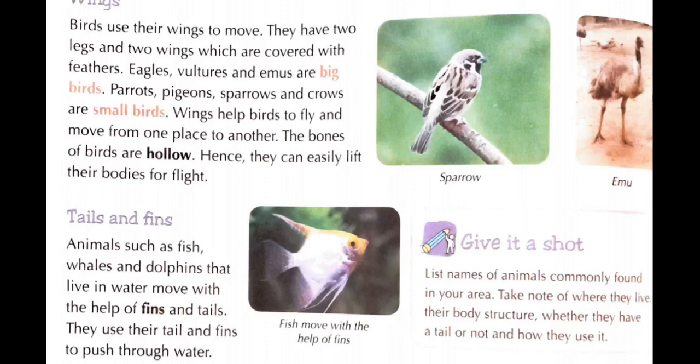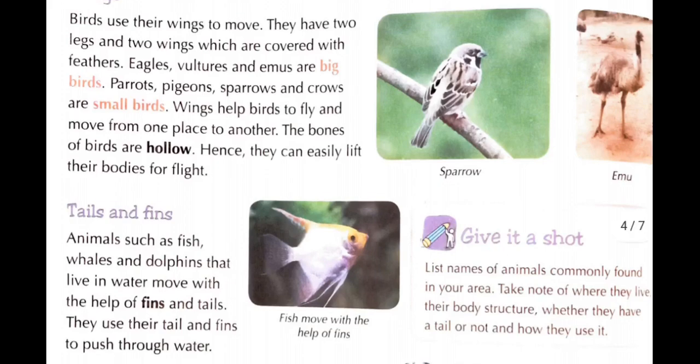Okay? So the birds are of different sizes. Some birds are big and some are small. Some big birds are emus, eagles, vultures, etc., whereas small birds are parrots, crows, sparrows, etc. Okay, now move on to next, that is tails and fins.